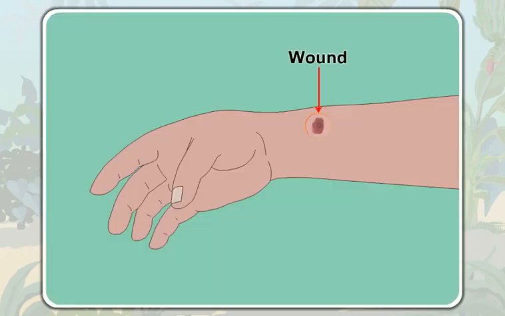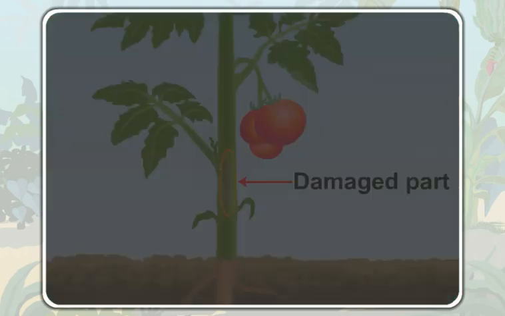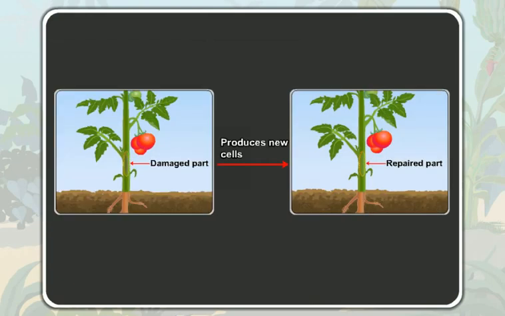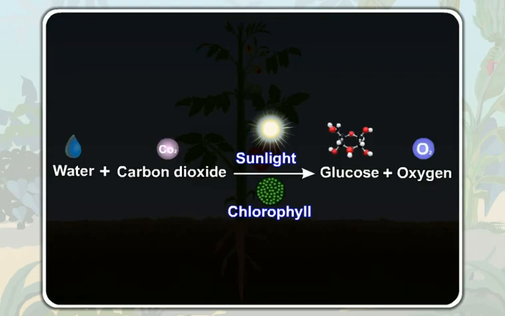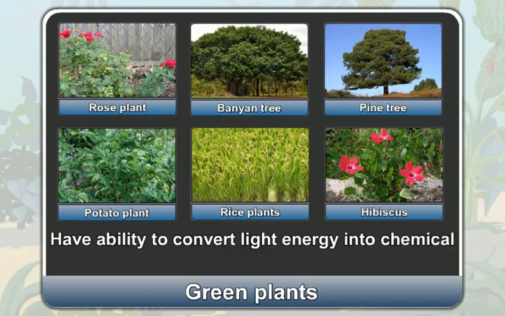Sometimes you may get a wound on your body. After a certain time, the wound heals, doesn't it? Have you ever wondered how the wound heals? Your body forms new cells on your wound and your wound heals. Like your body, the plant body too produces new cells to repair the damaged body part. To produce the new cells as well, a plant uses energy. In this way, a plant converts light energy into chemical energy. All the green plants have the ability to convert light energy into chemical energy.